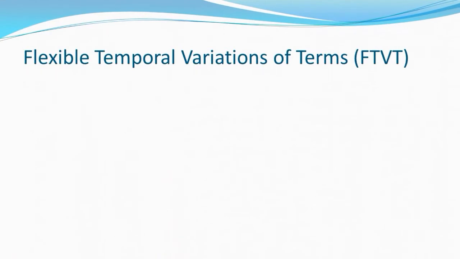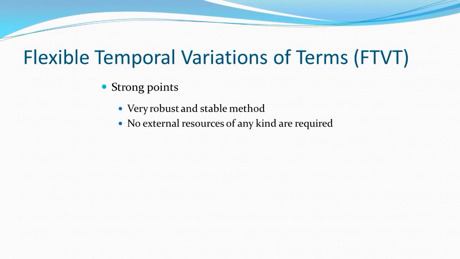Now that we have talked a little bit about flexible temporal variation of terms, we would like to highlight some of its virtues. FTVT is a method that showed us to be quite robust and stable, given that, to work properly, it does not require any external resources of any kind, such as ontologies or custom dictionaries, or any elaborate feature engineering techniques either, such as handcrafted feature extraction.